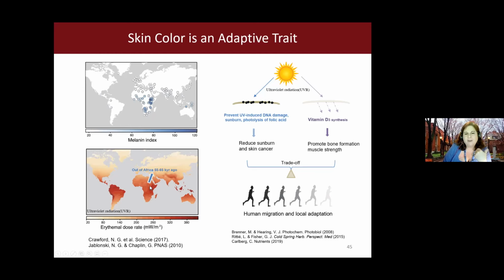So the idea was that when modern humans left Africa and went to higher latitudes, there would have been selection for lighter skin color, possibly to promote synthesis of vitamin D, which is synthesized in the skin in response to UV light. But in regions of high UV, there'd be selection for darker skin for protection against skin cancer, for example, and perhaps to prevent degradation of folic acid.